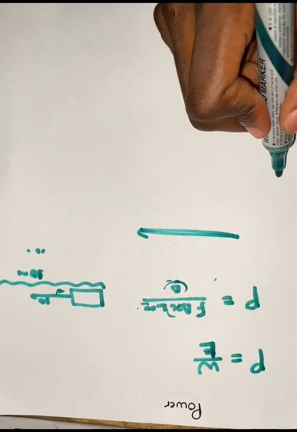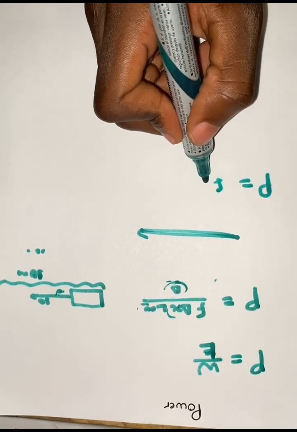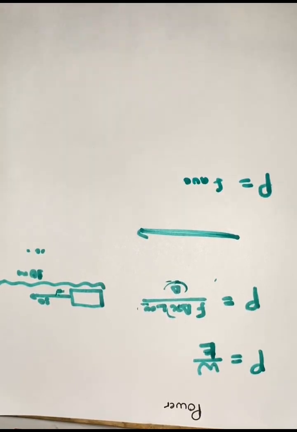There are two formulas for power. The other one is power is equal to F times average velocity.